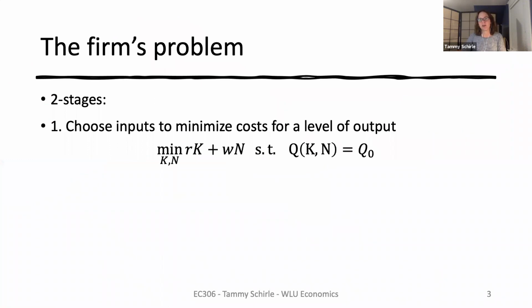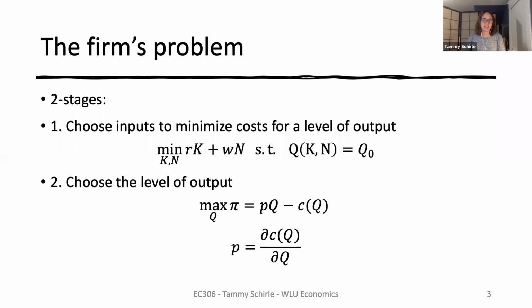We think of the firm's problem in two stages. In a first stage, the firm thinks about how much labor and capital to employ for a given level of output Q. And you can imagine them repeating this exercise for every possible level of output imaginable. They take their input prices, which is the rental rate on capital and the wage rate for labor. They take these as given and determine what is optimal in terms of the inputs they use in production.